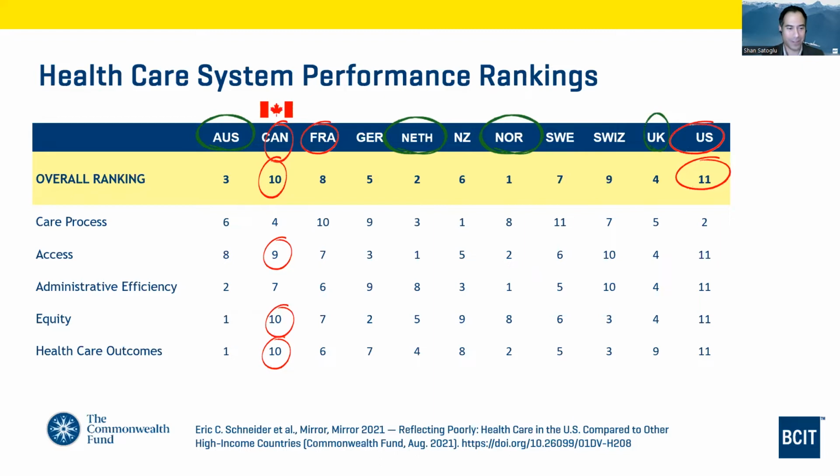So you can see here in Canada, this is a report from the Commonwealth Fund, which is quite an authoritative report of health system rankings across the globe. Canada is kind of at number 10, close to number 11, which is the US, and the number 1, 2, and 3 are Norway, Netherlands, and Australia. So some of the areas that could possibly be improved seem to be access, equity, and healthcare outcomes.